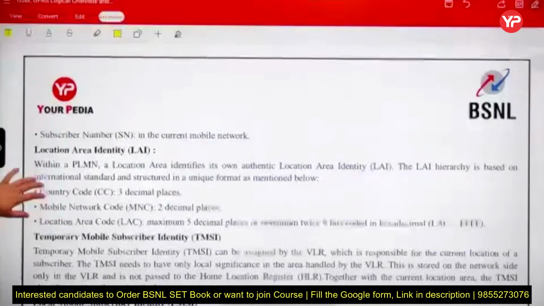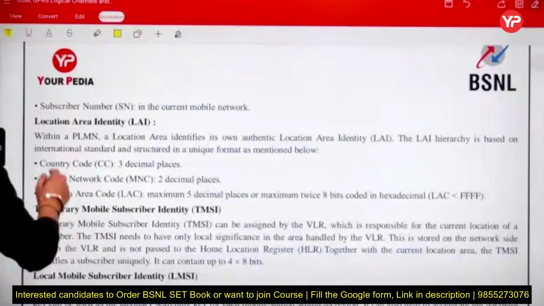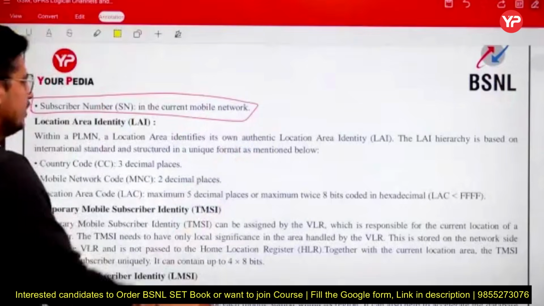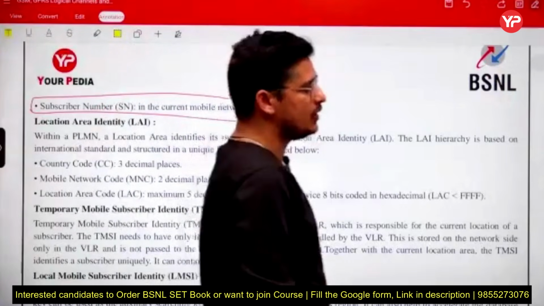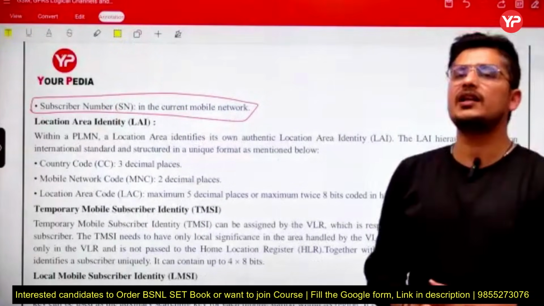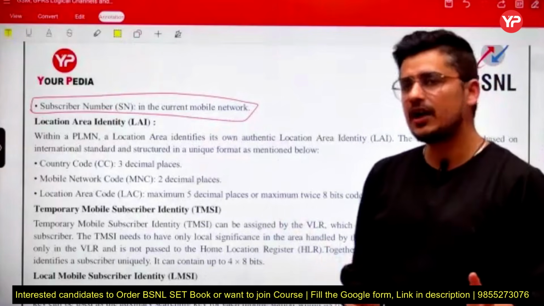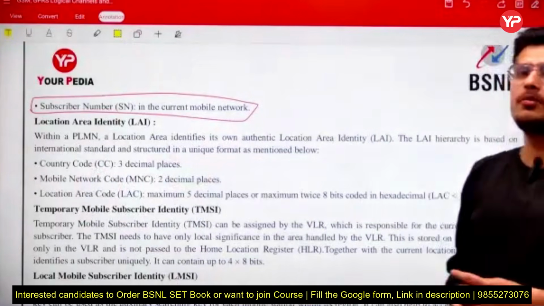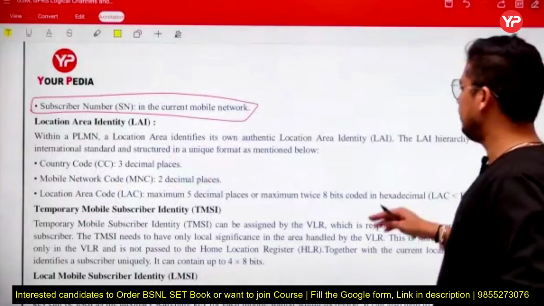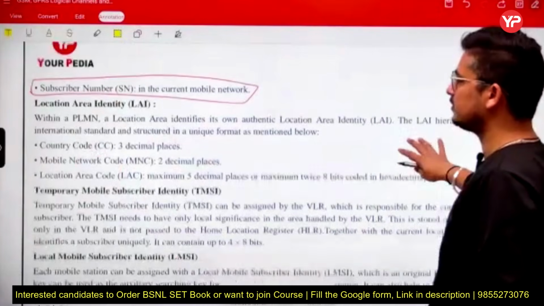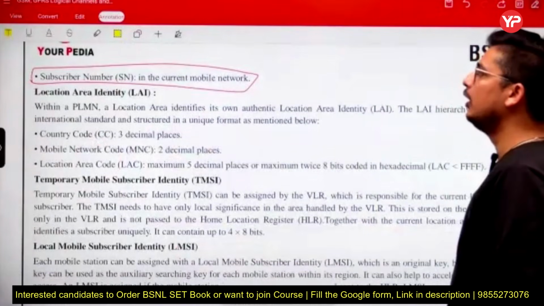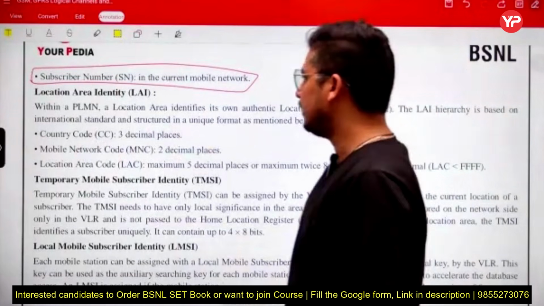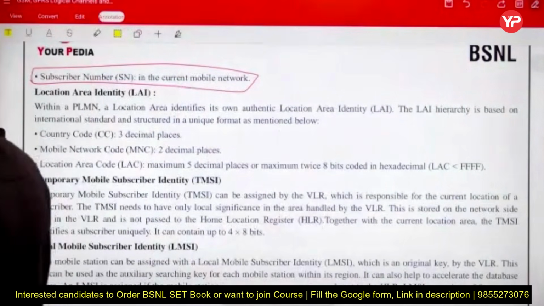Also the subscriber number is there, right? That is the current mobile network number, it is the same, but the two starting numbers will change, right? You cannot see that here, because that will be done at the MSC and BSC level, meaning the base station and the mobile switching center. Next thing is location area identity, LAI.